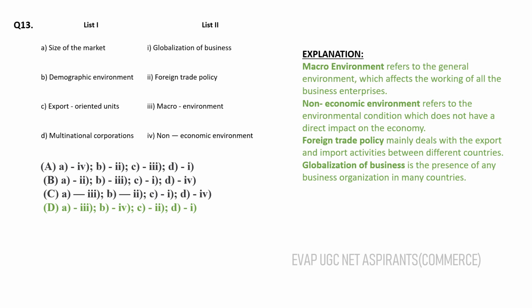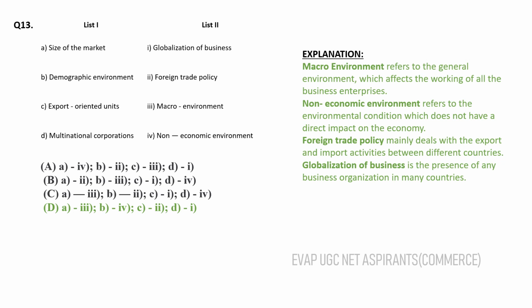So first is size of the market. Size of the market comes in macro environment, because it is related to the outside of the firm, that is called macro environment. Next is demographic environment. Demographic environment is non-economic environment, so it does not have any impact on the economy. That is called non-economic environment.